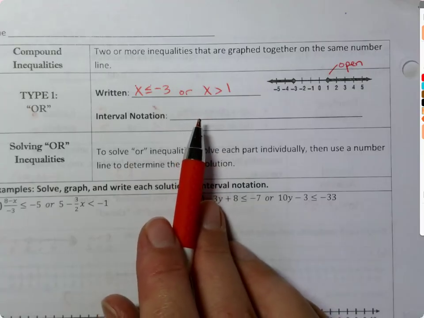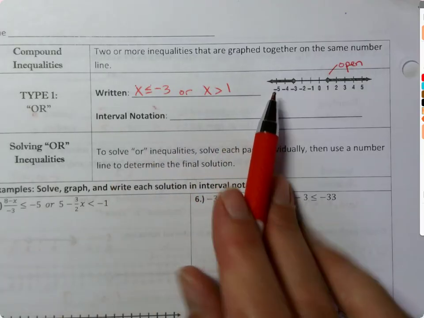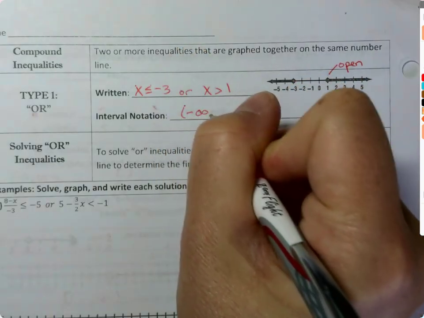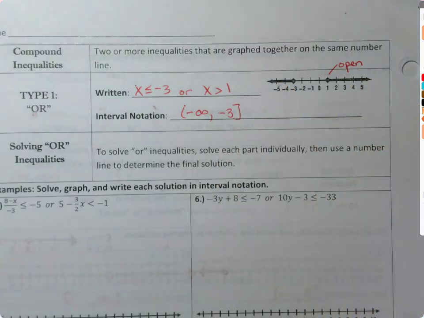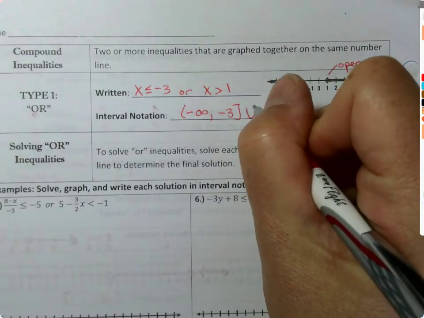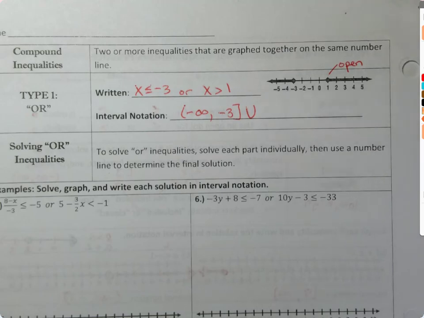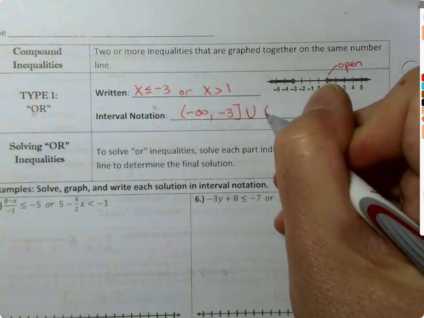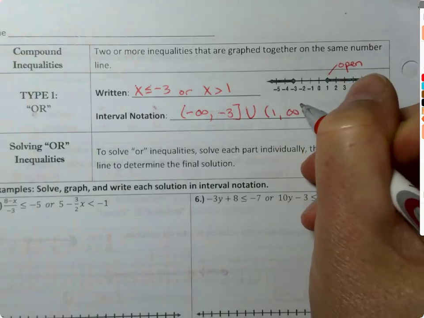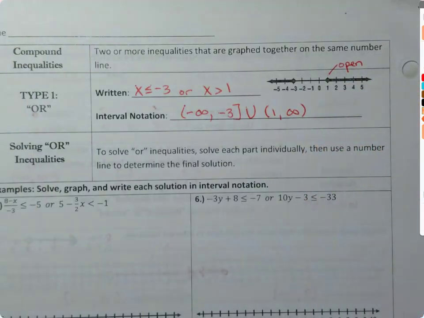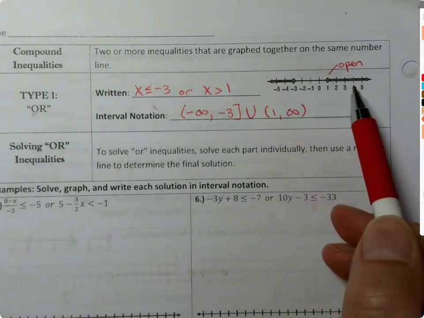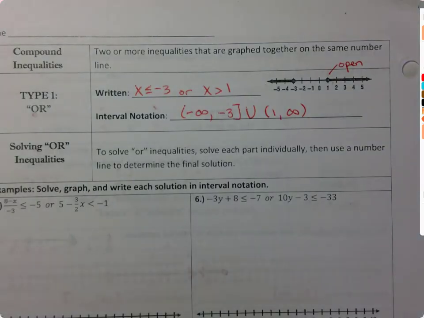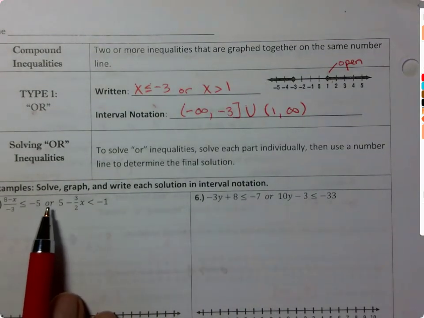How would you write this as interval notation? The low is negative infinity. We should start there. It stops at negative 3 with a bracket. And then how do I put the word or in interval notation? I put a U. What's that U stand for other than the word or? Union. Yep. Then we're going to start at 1, but it's not included, and go to positive infinity. So if it's an or statement, it has two separate intervals. We can physically see there's one down there and there's one up there. So you have two separate intervals. Got it?